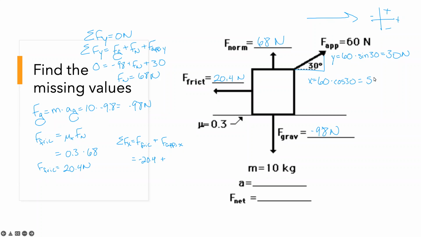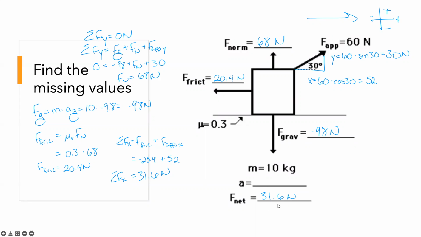And then it ends up being 51.96, we could just round that to 52. Okay, so our applied force in the x is 52. That makes this an overall sum of forces in the x direction of 31.6 newtons. And that makes our F net. So we do have a net force in the x direction of this value.